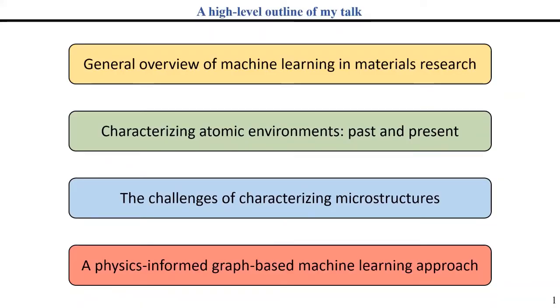So from a high level, I've broken the talk into 4 pieces. There's first a general overview of machine learning, that gives you a context for why some of the design choices that we made in this work were chosen. Then, from a characterization perspective of these individual atomic local environments, what have people done, and why is it not necessarily sufficient for what we want to do? And then that builds into this idea of characterizing microstructures.